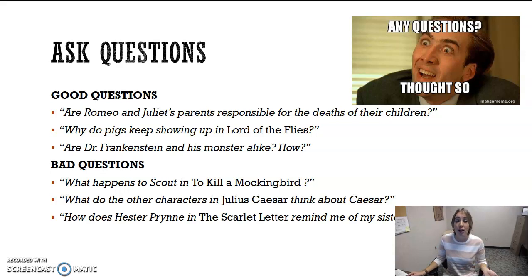So a bad question, if you had to read To Kill a Mockingbird, which is a fabulous book, and if you haven't read it, you really should. I named my dogs after it. That's how much I love it.